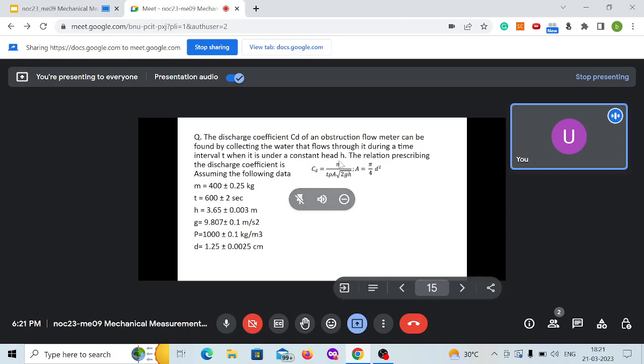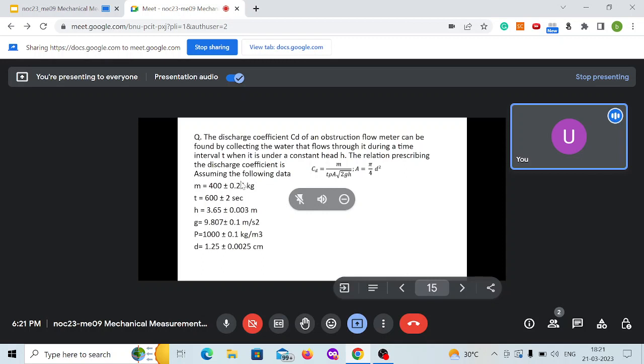So the actual mass flow rate is m by t, divided by rho, the density, into A, the area of cross section through which it flows, into root of 2gh, which is the velocity basically. That is mass flow rate by mass flow rate, and that is CD. A is given, the area is pi by 4 d square, where D is the diameter of the pipe in which the flow meter is.